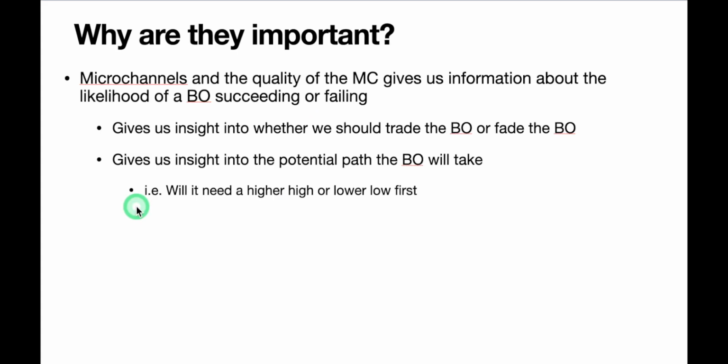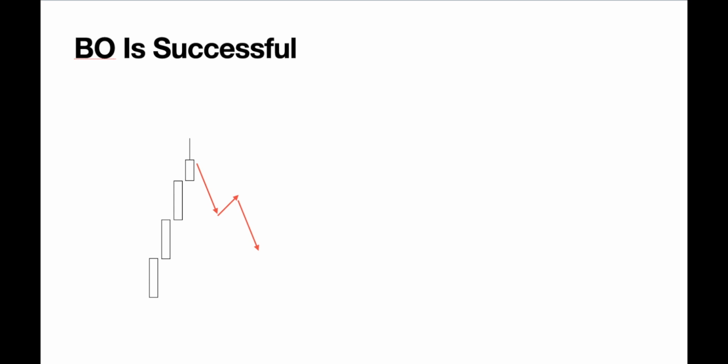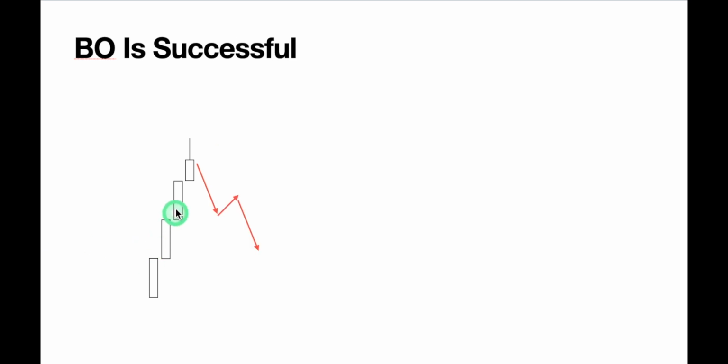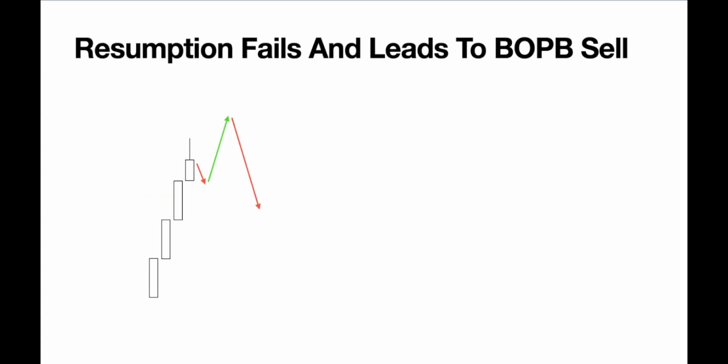So why are microchannels important? Microchannels and the quality of the microchannels give us information about the likelihood of a breakout succeeding or failing. So for all these options we talked about, depending on the context, depending on where it's happening, depending on the market regime, all those things play a role in determining which of these options are most likely. And another factor is the quality of the microchannel, not just where it's happening, but also what the microchannel looks like. It can be strong, it can be weak, it can have a lot of overlap. So the quality of the microchannel itself can also play a large role in determining which of these are most likely. And we're going to talk about that a little bit later.